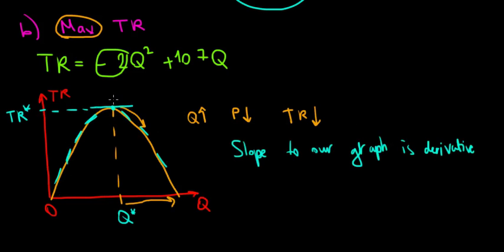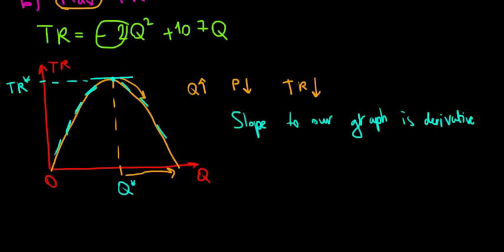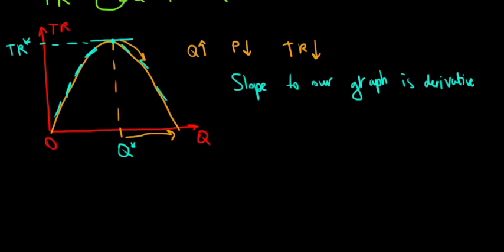Well, in our case, we get to a point where our slope does not change. It's just horizontal. There is no movement. So that means that the derivative of the total revenue equals 0 at that point. So the derivative of the total revenue equals 0.